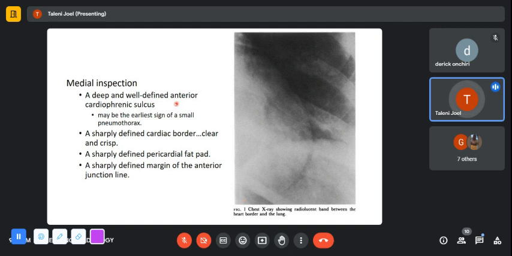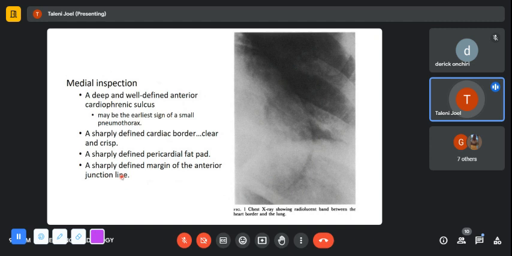Okay, so that was the lung base. The other place we need to look carefully is around the borders of the heart. So what we might see there is a deep and well-defined anterior cardiophrenic sulcus, which may be the earliest sign of a small pneumothorax. We may be able to see a sharply defined cardiac border as well, which is what we are seeing in this particular image. So in an acutely ill patient, this could be a sign of a pneumothorax, but it could also just be a Mach band. So Derek, a Mach band can look like this as well.